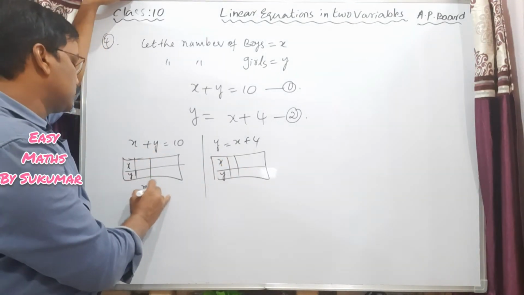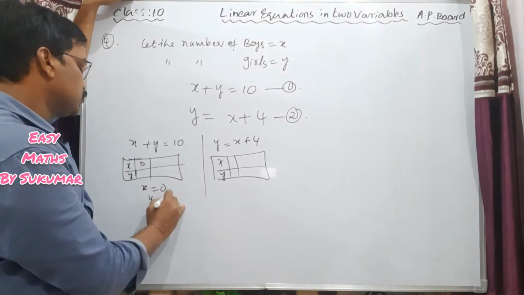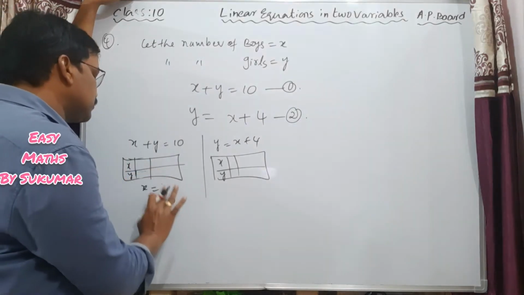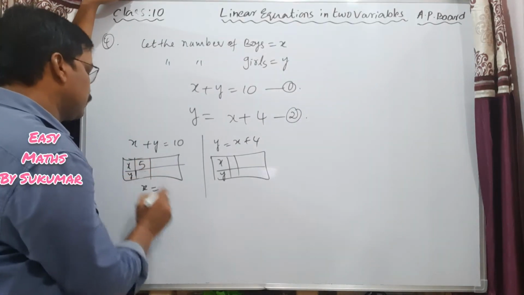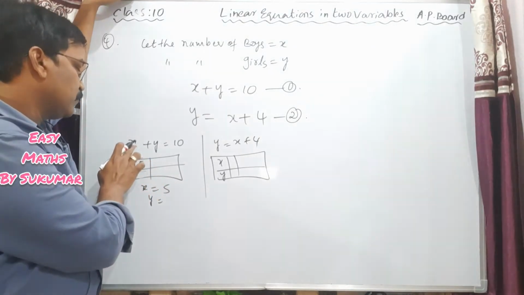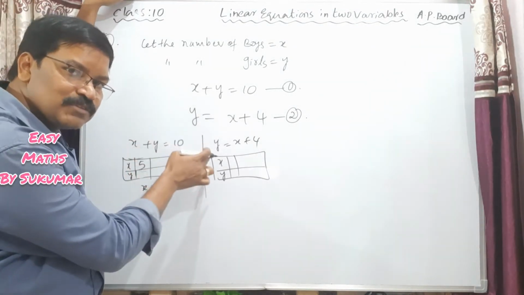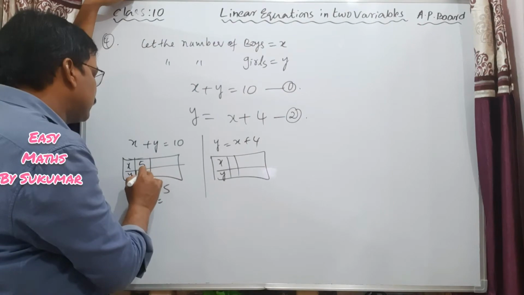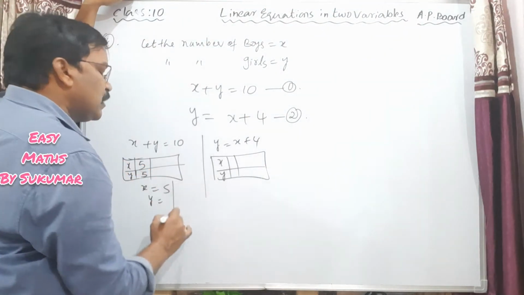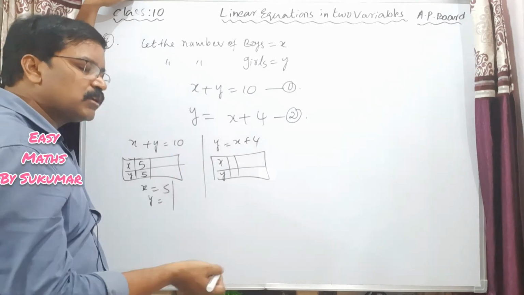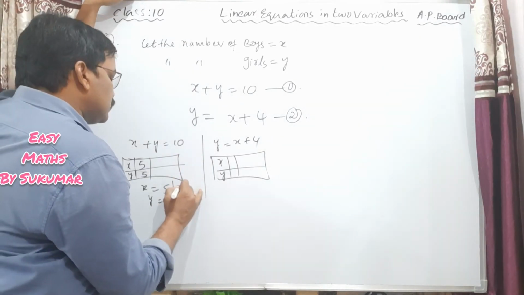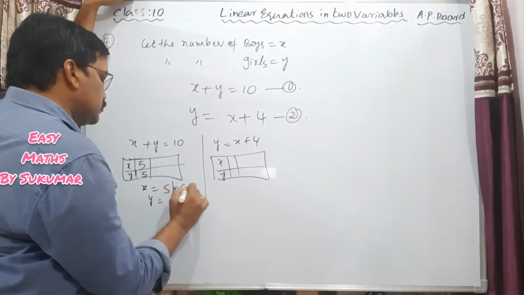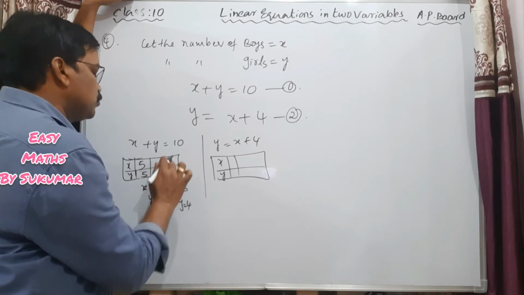See, if you take x is equal to 0 here, then y is equal to 10, right? Or you can take not only 0 here, just substitute some x is equal to 5. So what is y? 5 plus 5 is equal to 10. That means if x is 5, y is also 5. Take another ordered pair, x is equal to 6. Now what is y? y is 4. 6 plus 4 is 10.